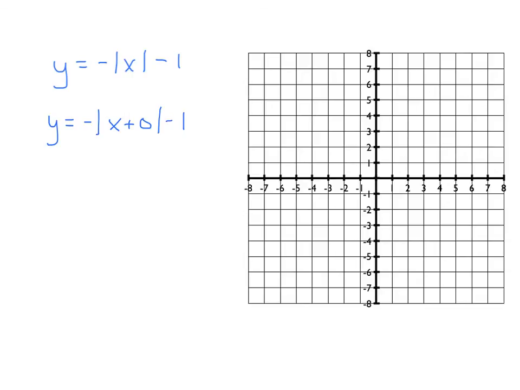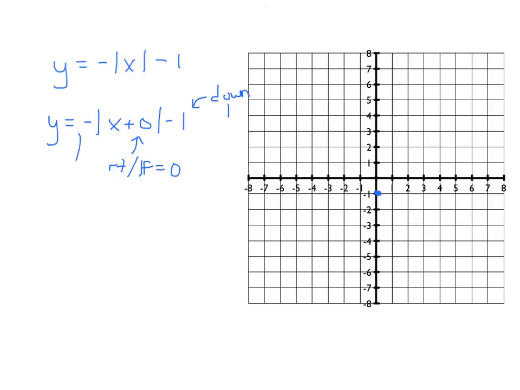So for this graph, look at the inside number. That tells me to not move right or left. But the number on the outside tells me just to go down 1. So for this graph, I'm going to go down 1 and put a point, because again, the outside number, I go with the sign.